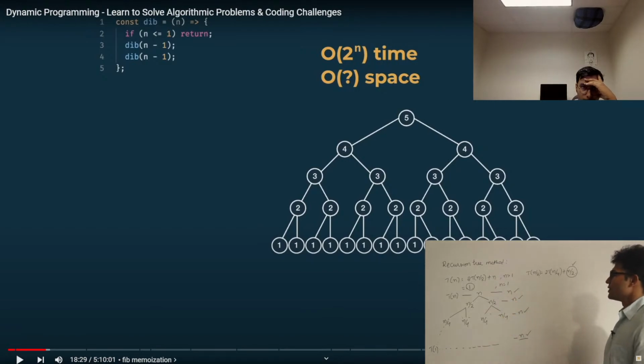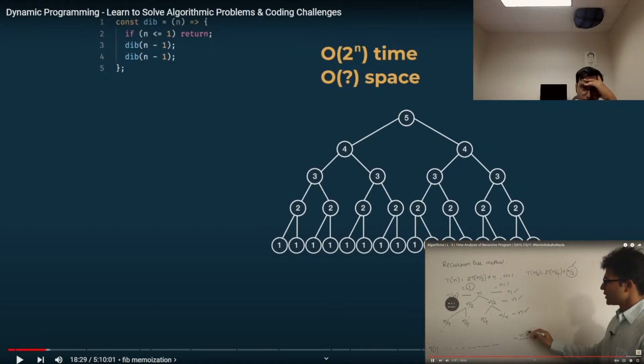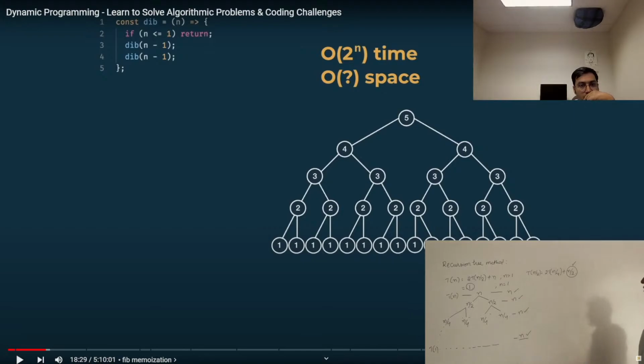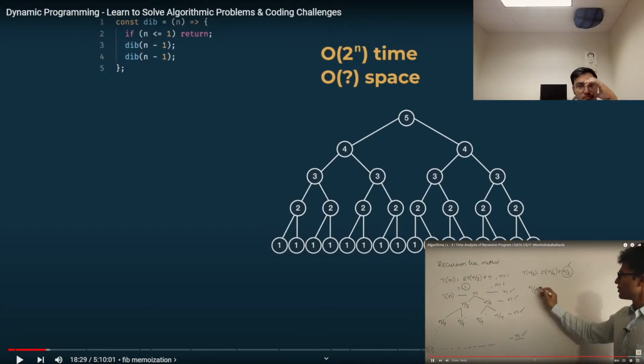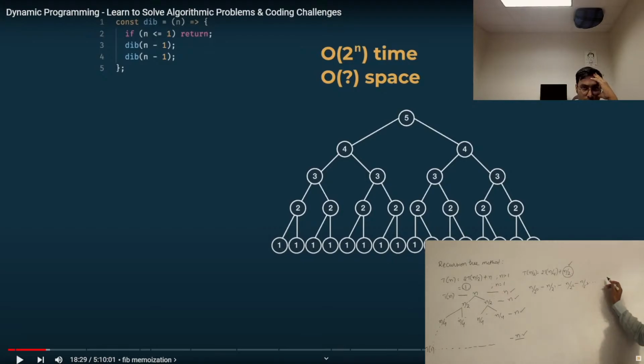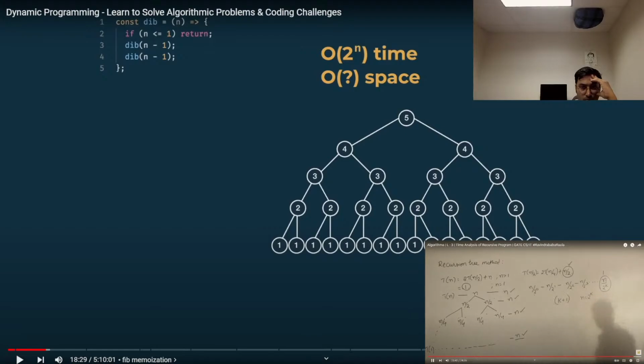Let's see the way in which the tree is growing. At the first level it is n/2^0, then at the second level it is n/2^1, then n/2^2, then n/2^3, and so on. We are reaching 1, right? So let us say the last level is n/2^k. If the levels have k, then n equals 2^k, so k equals log n.